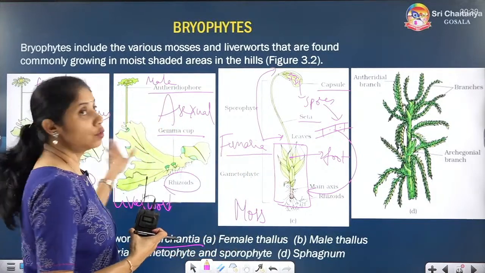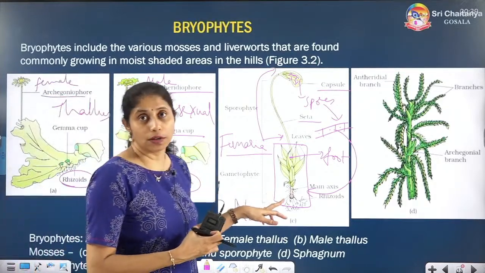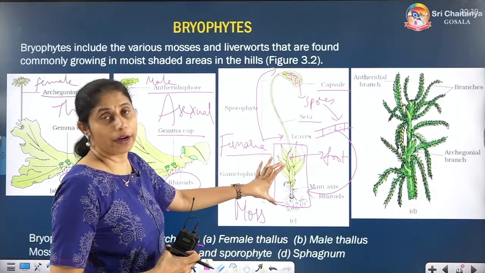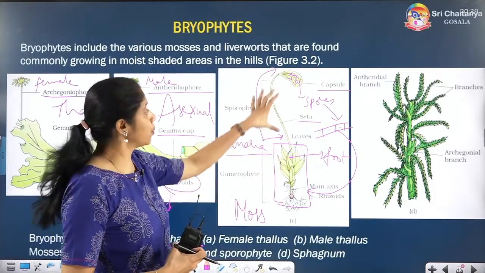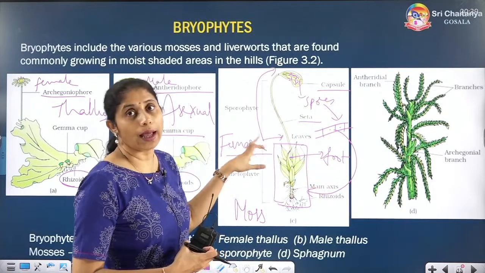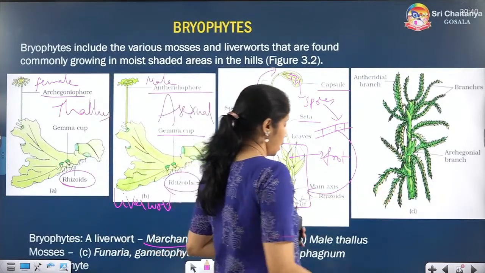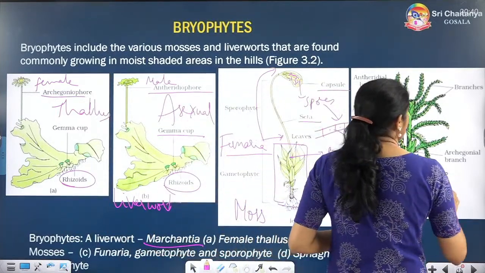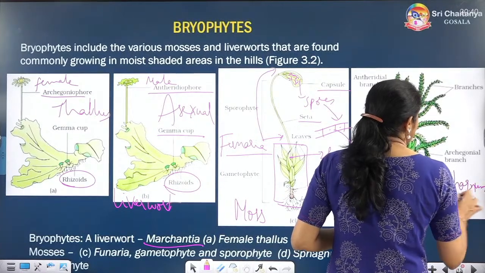These two pictures are for Marchantia, which is a liverwort, but this is the moss, and in this moss the gametophyte is given and the sporophyte is also given. Gametophyte means which forms the gametes, sporophyte means which forms the spores. That spore will develop again into the gametophyte. That is the life cycle. Next, this is also one more moss. This is very important: Sphagnum. The name of this moss is Sphagnum.